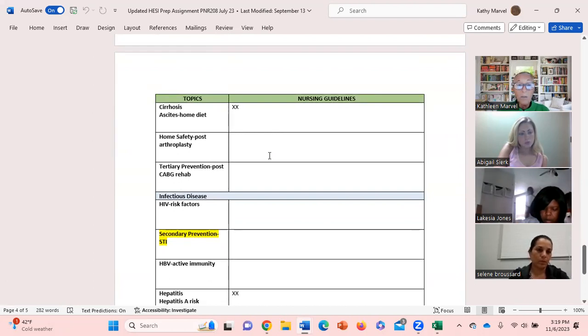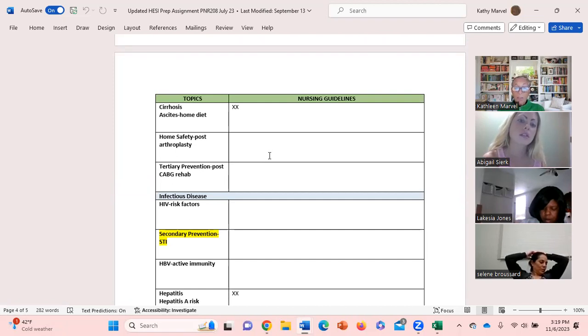If somebody has cirrhosis, what's an ascites? They have ascites with the cirrhosis. What's a home diet? So I know it seems like a lot, but this is what's asked. So as you fill this out, think about what you think is most important to know for each topic. And think about, with each topic, what are they going to ask me about a home diet for a client that has ascites from cirrhosis?